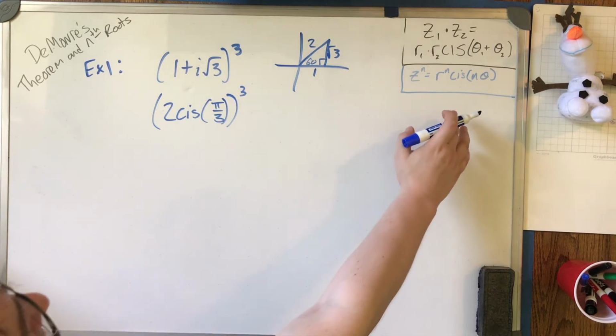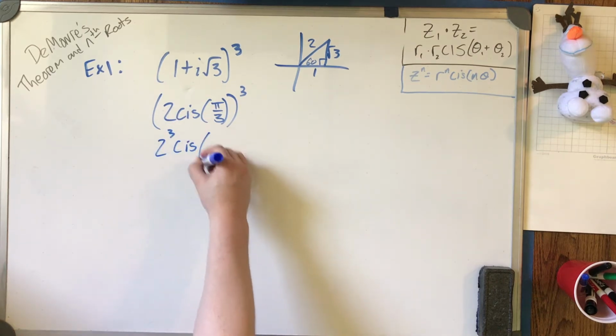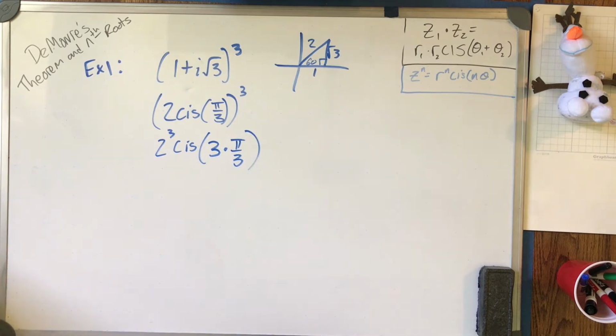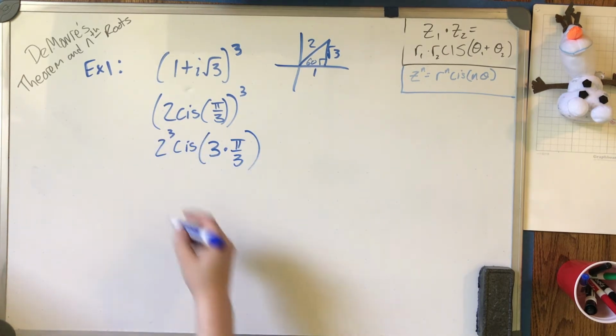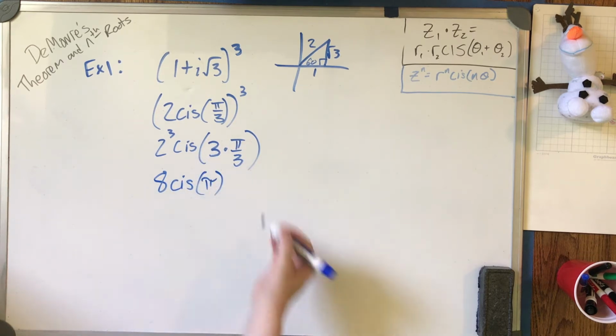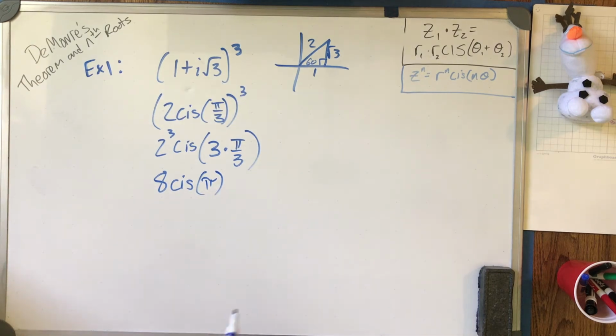So now I can apply DeMoivre's theorem. This is going to become 2 to the third kiss, and then I just multiply 3 times the angle. So simplifying this, I'm going to get 8 kiss, and this is just going to be pi. And now since they gave us our original thing in standard form, we need to make sure that we rewrite our answer in standard form.